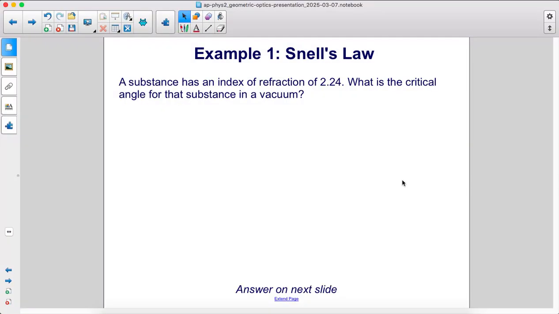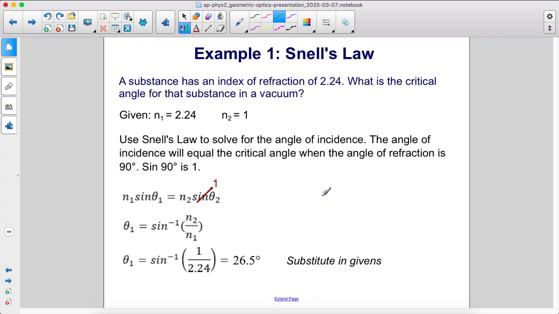A substance has an index of refraction of 2.24. What is the critical angle for that substance in a vacuum? All right, I'm going to draw a picture. So here's our substance down here. Here's air. Here's our normal line. Okay, so our ray is coming this way, and then it's not escaping. It's going to go straight across. And here's our angle of incidence that we're looking for, and our angle of refraction is 90 degrees.